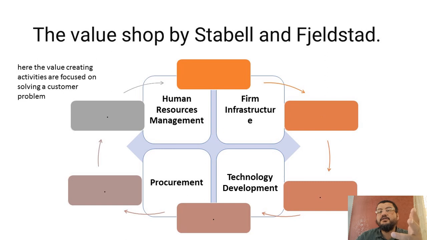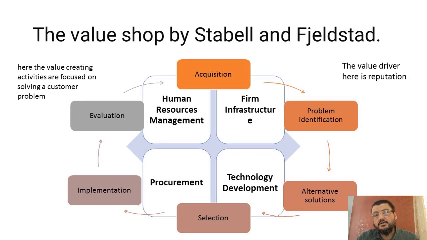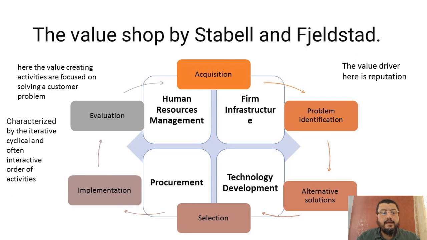This can be divided into the following phases: acquisition, problem identification, development of alternative solutions, selection and implementation of the best problem-solving alternative, and the evaluation of the implementation. The value driver here is reputation. Unlike the value chain, the value shop is not characterized by a sequential order, but by an iterative, cyclic process, and the order of the activities is often interactive.